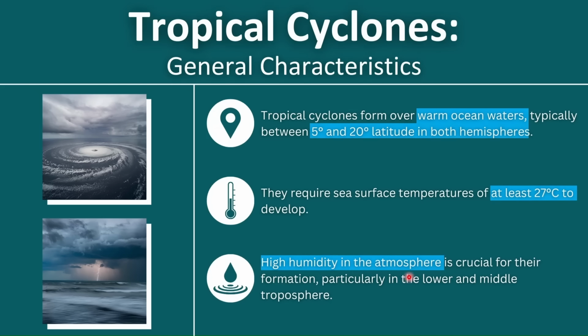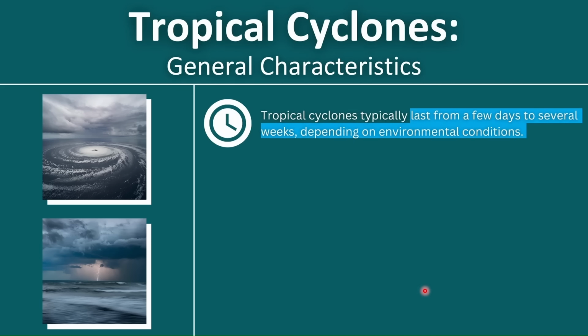High humidity in the atmosphere is crucial for their formation, particularly in the lower and middle troposphere. Tropical cyclones typically last from a few days to several weeks depending on environmental conditions. Now that's very important because that can be asked. They will ask, how long do tropical cyclones typically last for?